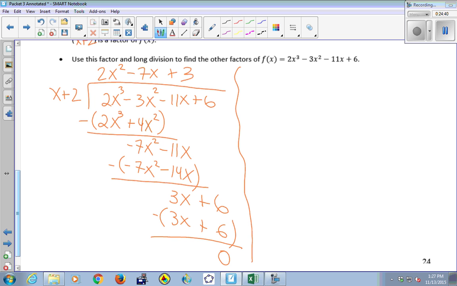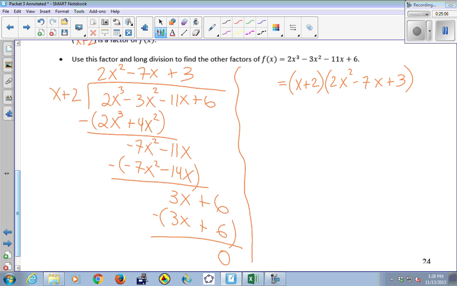So I already knew x plus 2 is a factor, so I was expecting to get 0 as my remainder. And I now know that I can rewrite f of x as x plus 2 times 2x squared minus 7x plus 3. That equals the cubic polynomial that we started with.